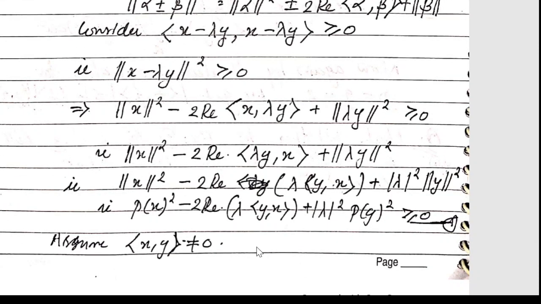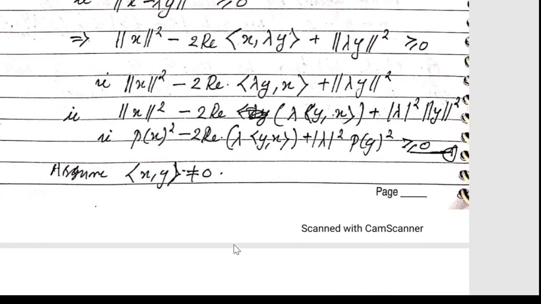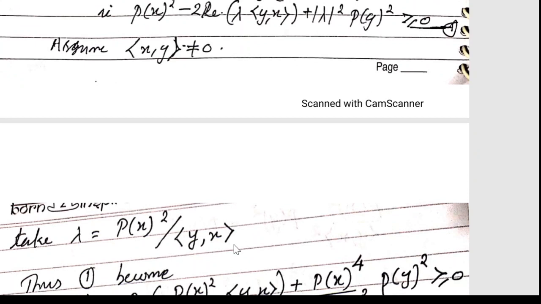Now assume inner product of x, y is not equal to 0. Now we can define lambda as p of x square by inner product of y, x. Now substituting this in equation 1, we will get p of x square minus 2 times real part of, instead of lambda I am having p x square by inner product of y, x, with inner product y, x, plus p x raised to 4, since it contains mod lambda square, p x raised to 4 by mod inner product of y, x square into p y square, which is greater than or equal to 0.